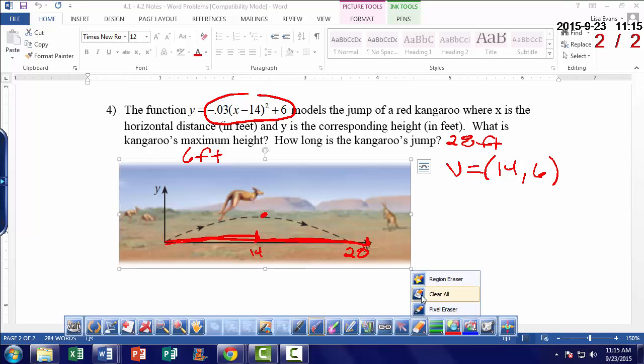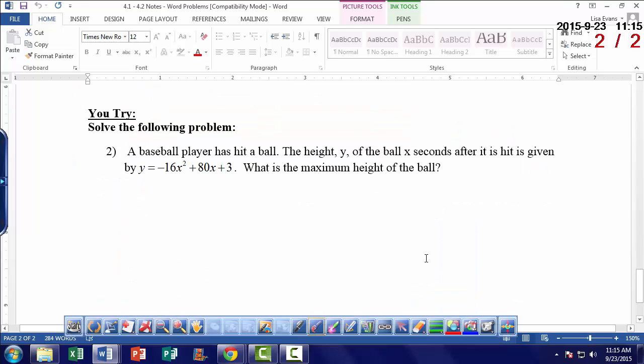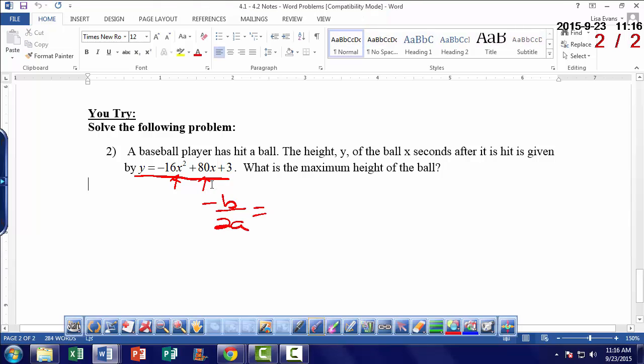All right, let's go ahead and look at the U-try. A baseball player has hit a ball. The height y of the ball, x seconds after it is hit, is given by this function. What's the maximum height of the ball? Now look, this is in standard form. We're going to go ahead and find the vertex. Once we get our x value, we need to plug it back into this x and find our y, because our y is always our maximum height. Go ahead, try this problem on your own.